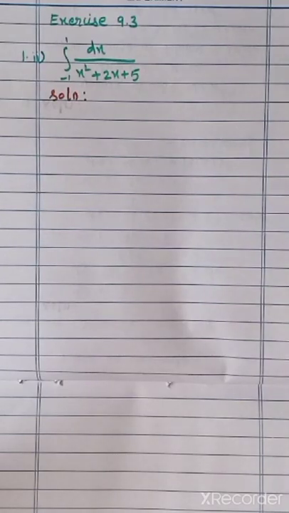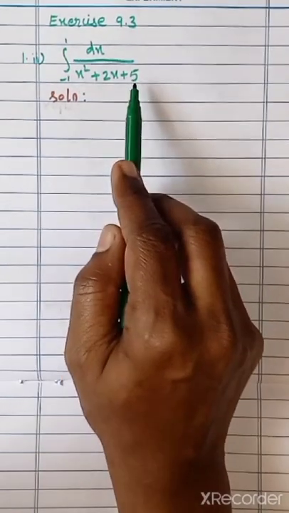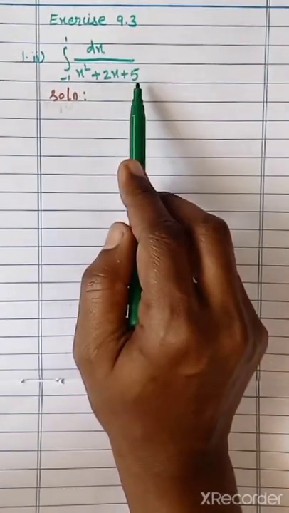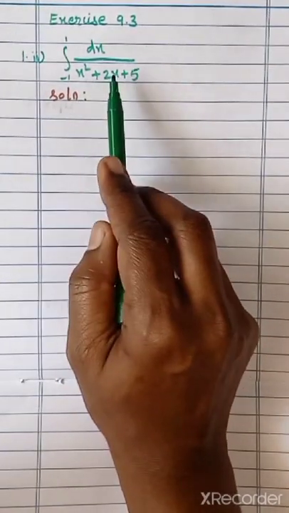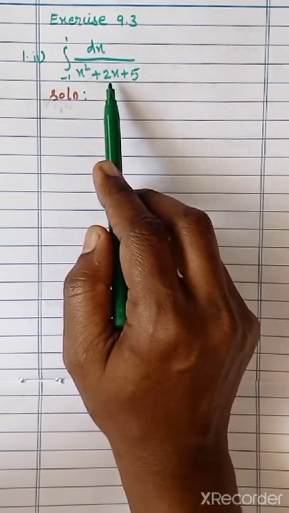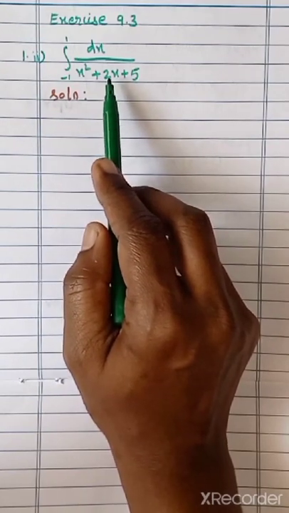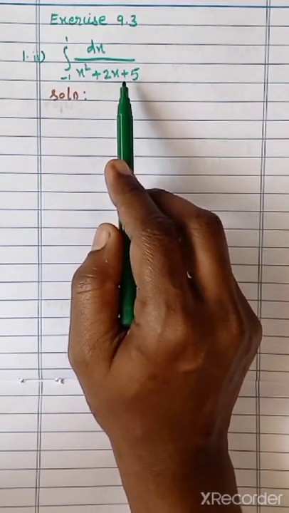We can't use the direct formula because, look at this denominator. The denominator is a quadratic equation, and we don't have a formula for it. So first you have to convert this into a factor. Okay, so we can use the completing the square format. Have you all remembered how to do the completing the square format?